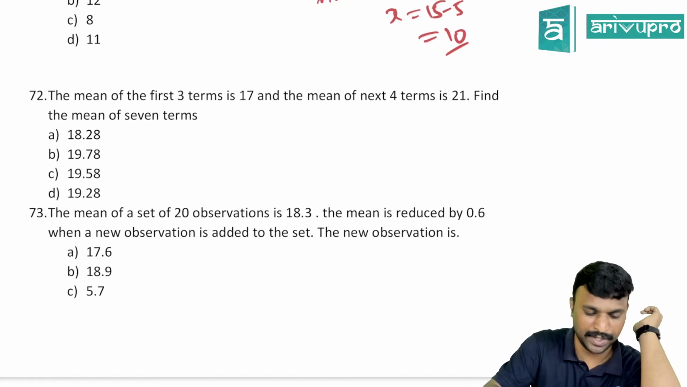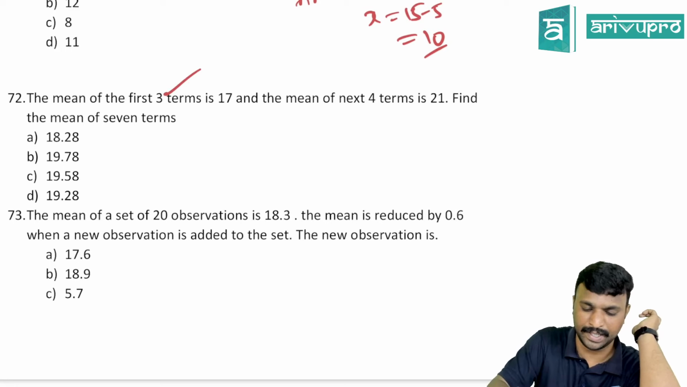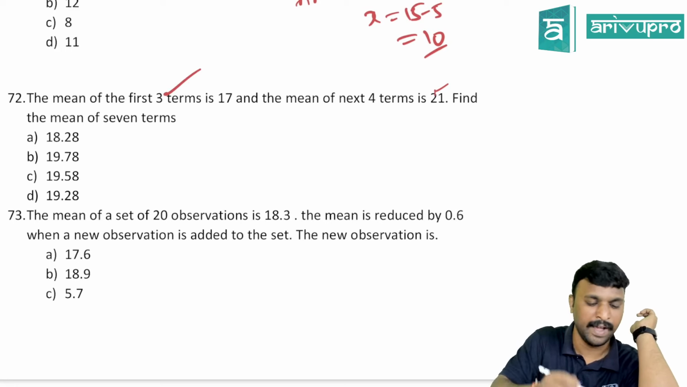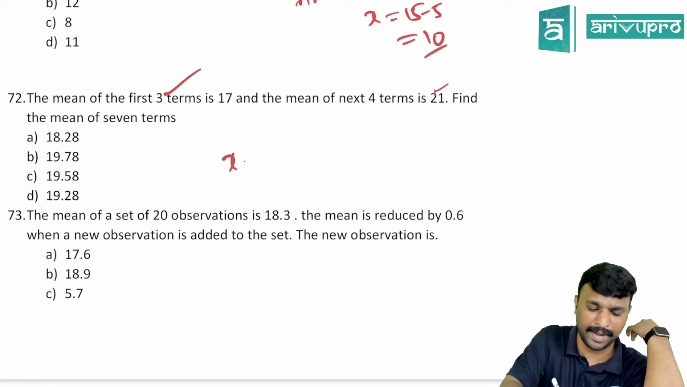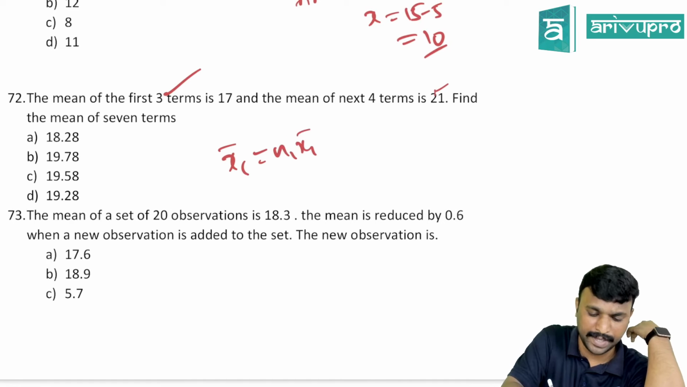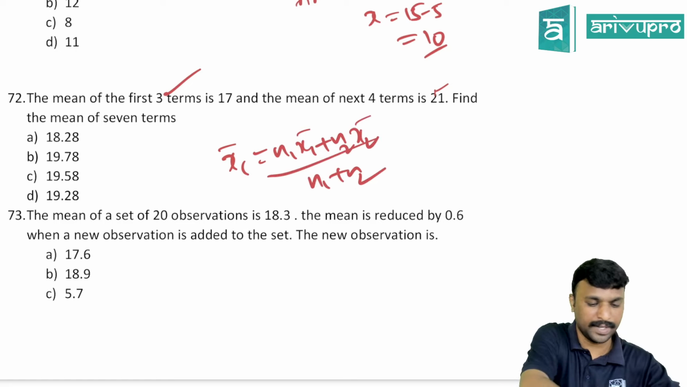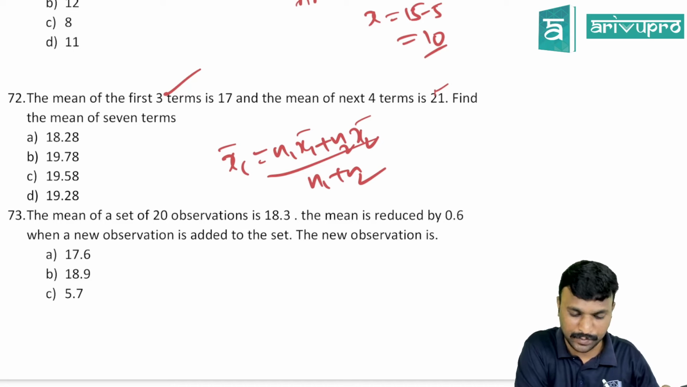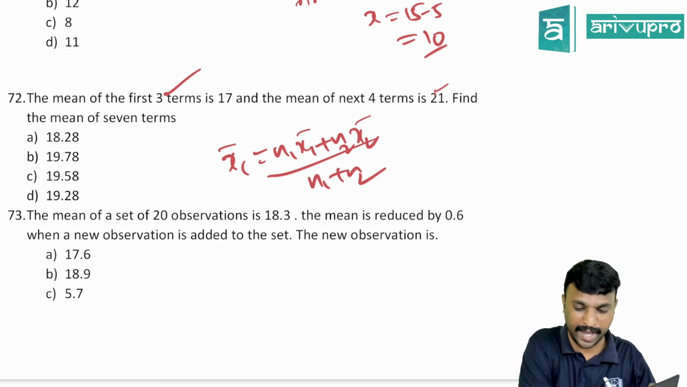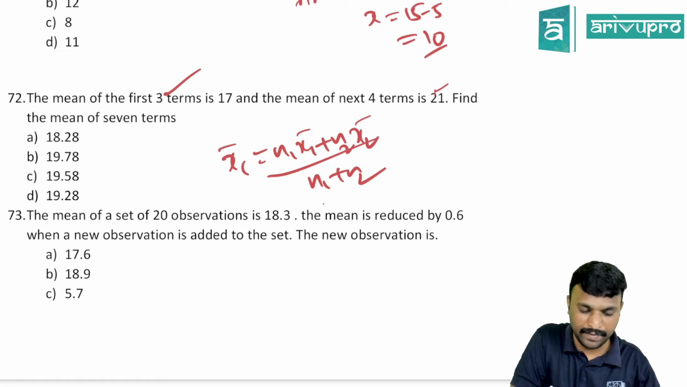Look at the next question. The mean of first 3 items is 17. The mean of next 4 items is 21. Find the mean of 7 terms. Obviously, combined mean concept. What is combined mean? N1 x1 bar plus N2 x2 bar divided by N1 plus N2. Guys, what is N1? N1 is 3, x1 bar is 17. Plus N2 is 4, x2 bar is 21, divided by N1 plus N2.